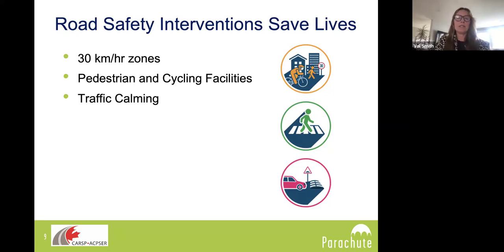The second main area is improvement and installation of pedestrian and cycling facilities. So this would include protected intersections, pedestrian islands, widening of sidewalks, leading pedestrian intervals, and of course, physically separated cycling lanes. These measures protect pedestrians and cyclists as they navigate intersections, and it also helps them to feel safer overall. And of course, traffic calming. So these are the measures that are designed to keep drivers at appropriate speed levels. This includes speed humps, raised crosswalks, roundabouts, signage, and more.